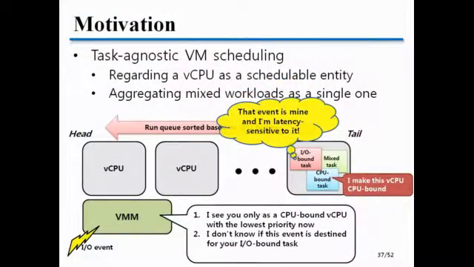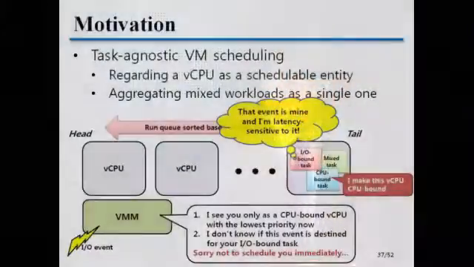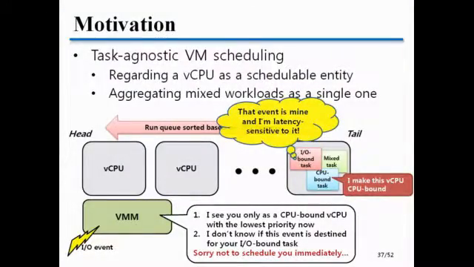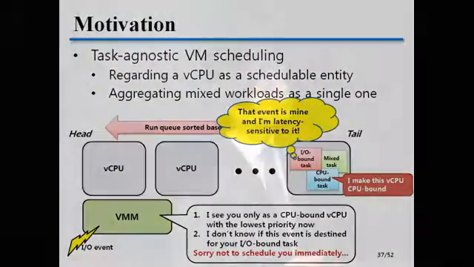And also, I don't even know if this event is destined for your I/O-bound task. So I have no information about it. At this time, I'm sorry not to schedule you immediately, even though it's yours. For this reason, the I/O-bound task inside the vCPU at the tail of the run queue could suffer from poor I/O responsiveness in that kind of mixed workload.